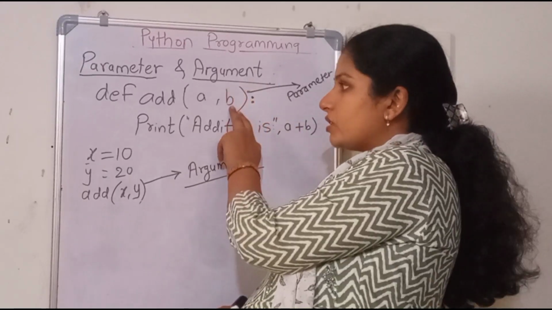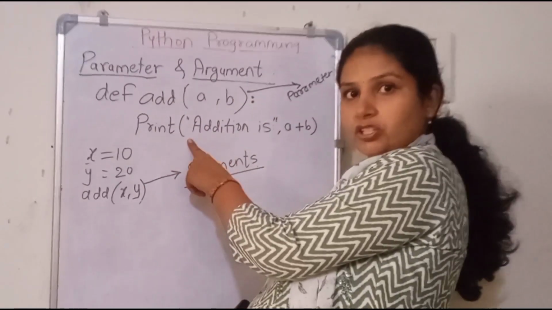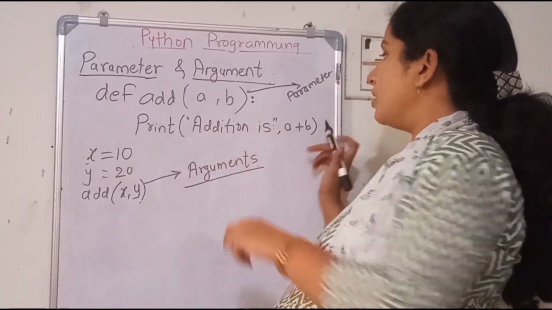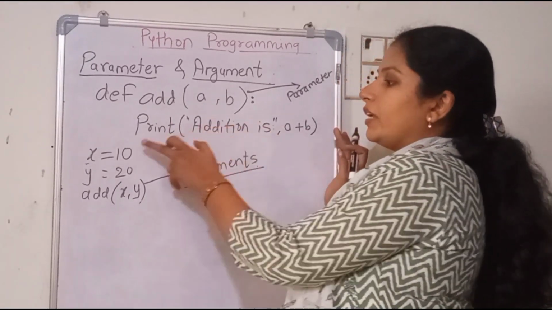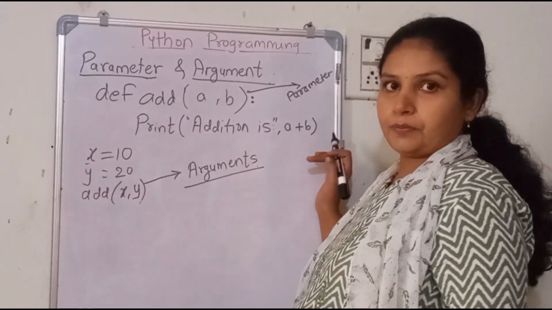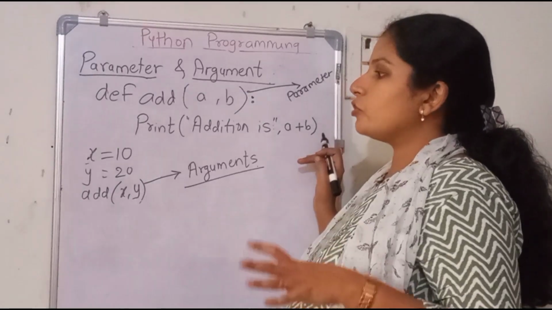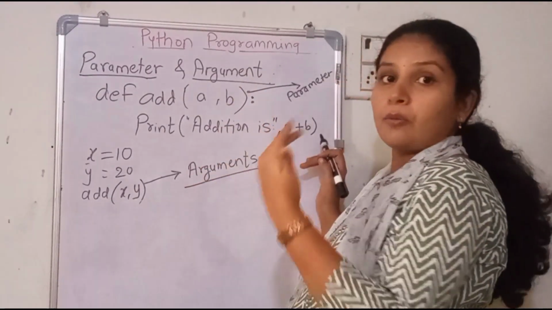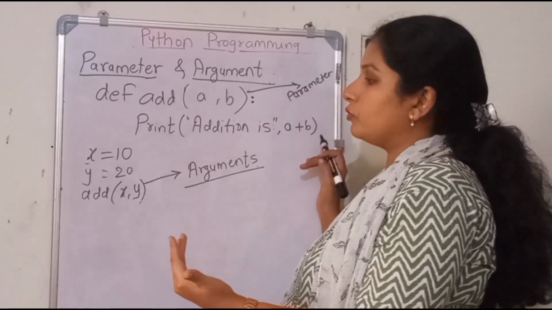You have two values here. Now go inside the function, and your output will be addition is, and the addition of these two values, 10 plus 20, is equal to 30. That will be your output, right? So you just need to understand this process, understand the flow of execution.